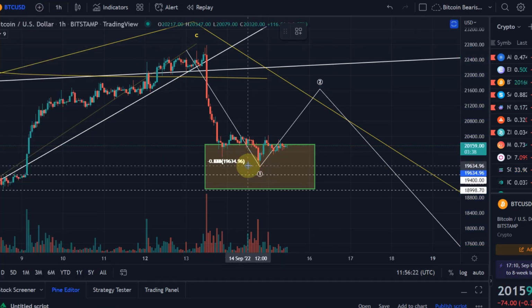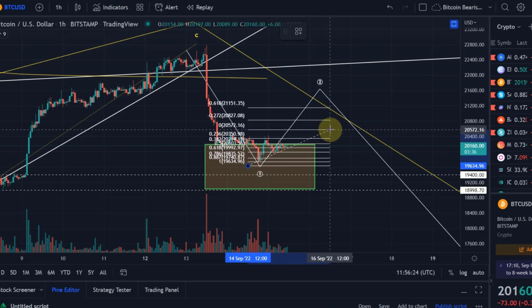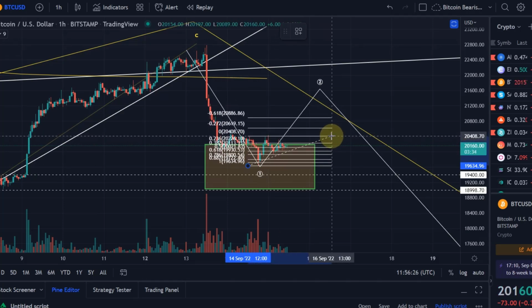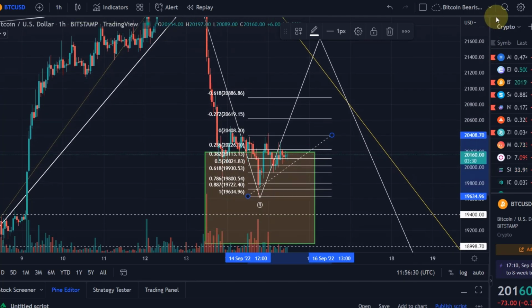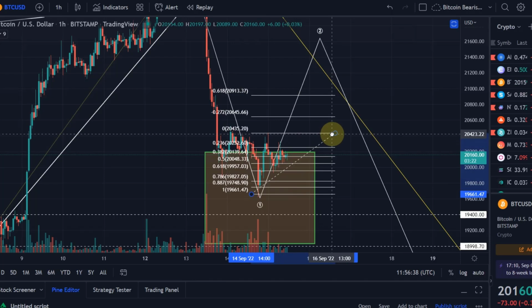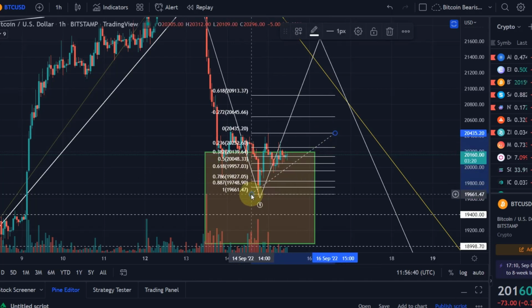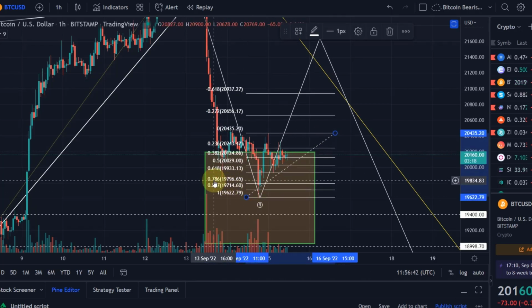But looking at this on the lower level, it would be required that we are now holding the 78.6% FIB level at 19,800. That's really micro counting we're doing here. Could even push that a bit higher. Let me just adjust this properly. No, it's 19,800 pretty much. That would need to hold.